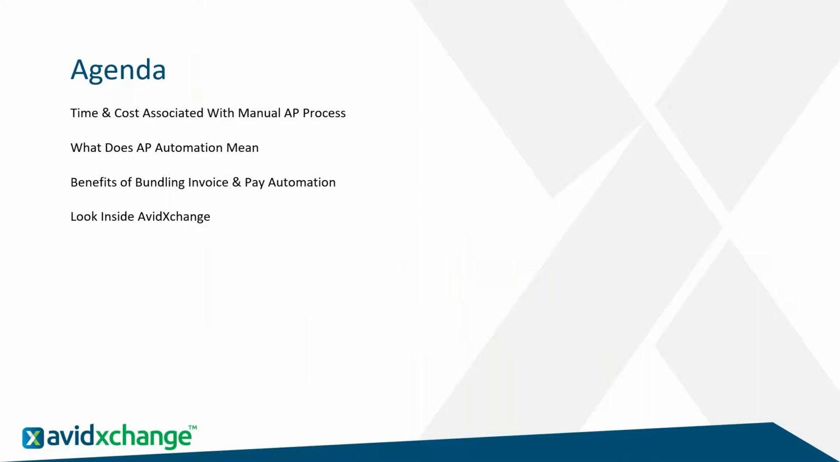So quick agenda for today. Really, we're going to touch on 4 main points here. The first is the time and cost associated with the manual AP process. So really, what can we give you back? What is AP automation? Also the benefits of bundling invoice and AP automation. And then we're going to wrap it up with a look at AvidXchange inside of NetSuite, what that looks like, and we'll wrap it up with a Q&A.